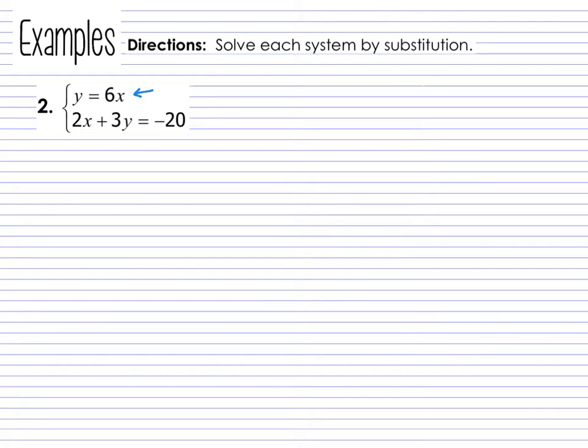Step 2 says that we're going to substitute the expression into the other equation and then solve. So if y is equal to 6x, then I can take this 6x and plug it into the other equation where there is a y. So we're going to write that out.